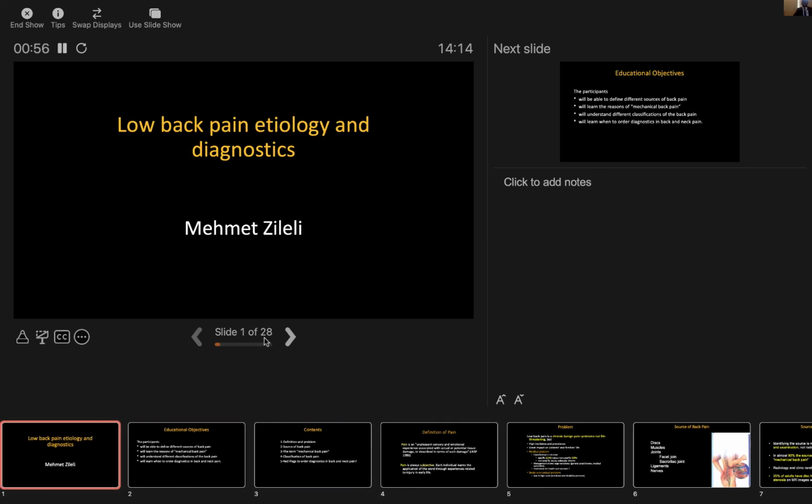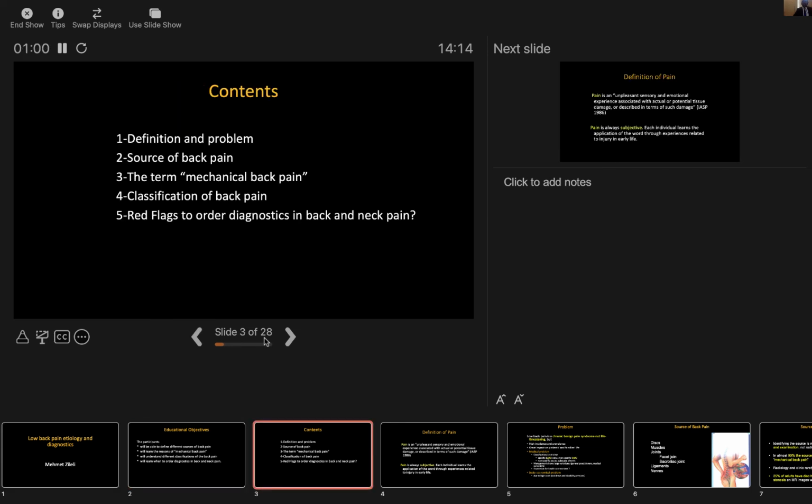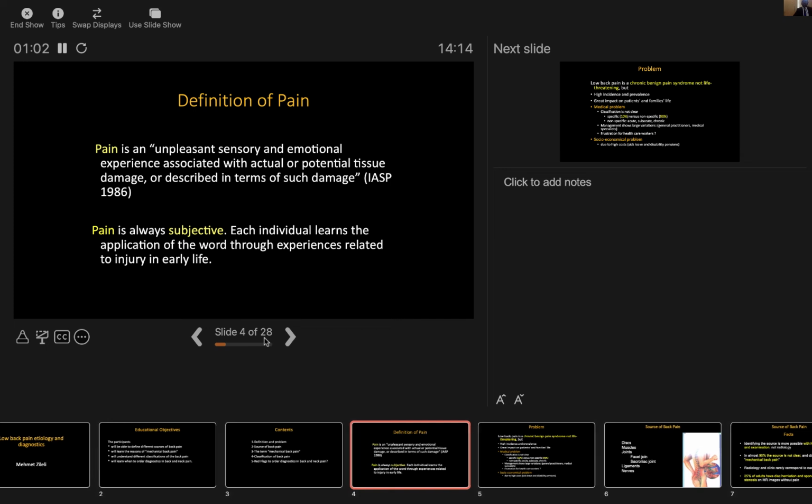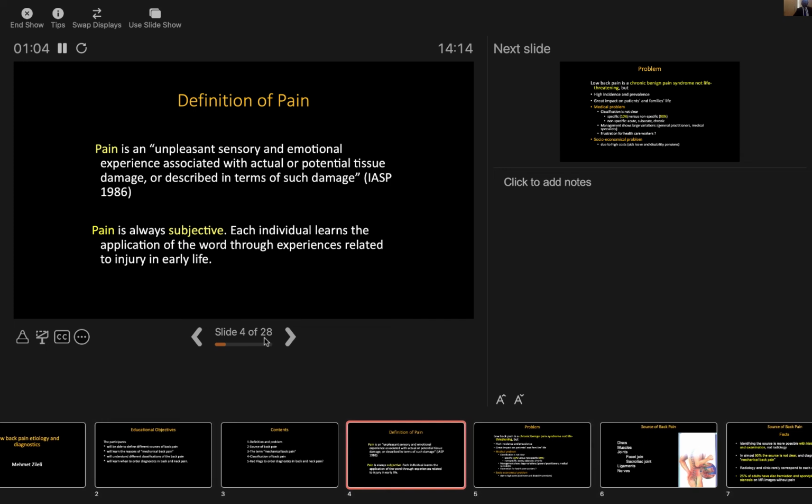This talk was initially to be given by Dr. Zileli. I will replace him. The definition of pain is an unpleasant sensory and emotional experience associated with actual or potential tissue damage or described in terms of such damage. So very complicated description because the issue is very tough indeed.